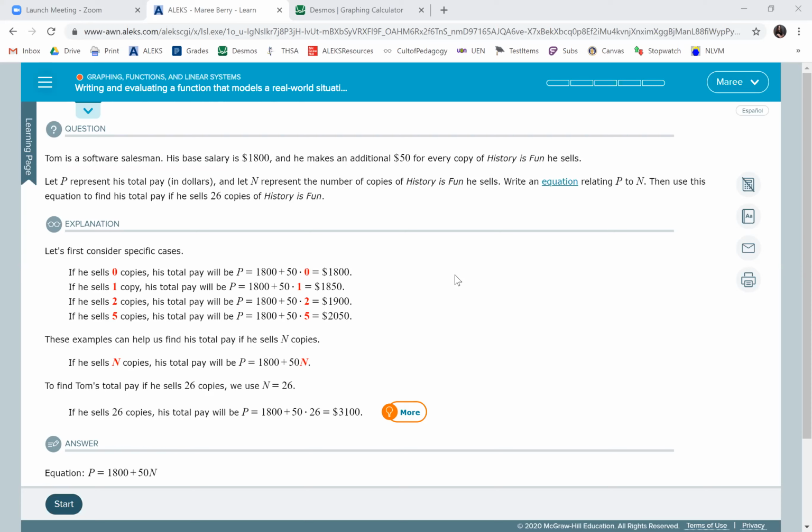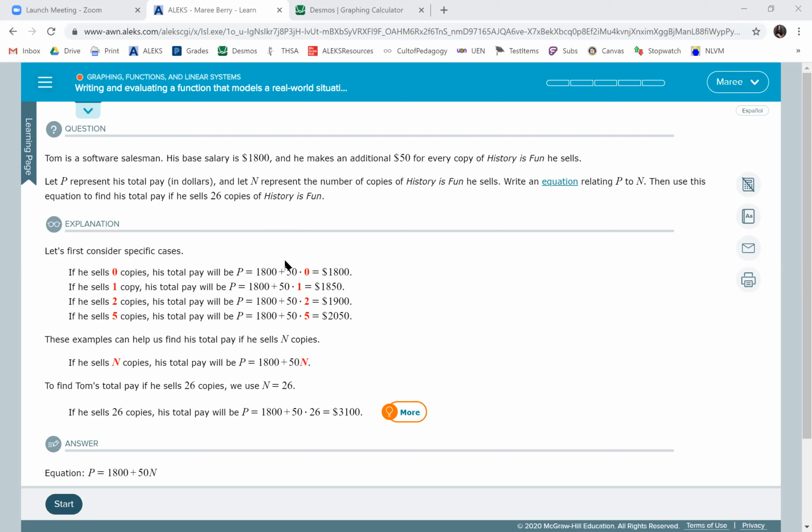Tom is a software salesman. His base salary is $1,800, and he makes an additional $50 for every copy of History is Fun he sells. So P is his total pay, and let N represent the number of copies that he sells. And then we're going to write an equation and use it to find how much he would get paid if he sold 26 copies. So he always gets paid $1,800 no matter what.